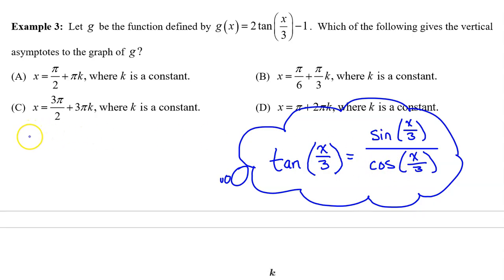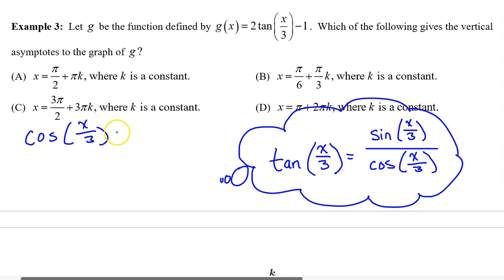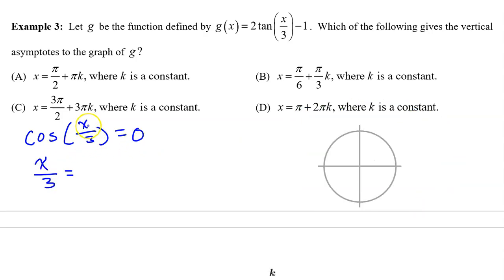So here's the part that you need to write down. The cosine of x over 3 is equal to 0. When the denominator equals 0, that's when we have an asymptote. So we just need to solve this equation for all values of x. Next, you solve for x over 3, the stuff on the inside, by asking yourself the cosine of what is equal to 0. On the unit circle, cosine is the x value. So where will the x values equal 0? X values will equal 0 here and here.